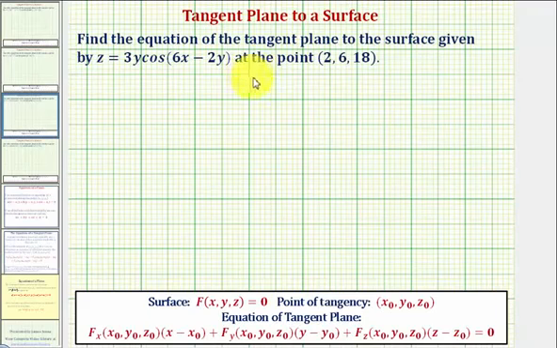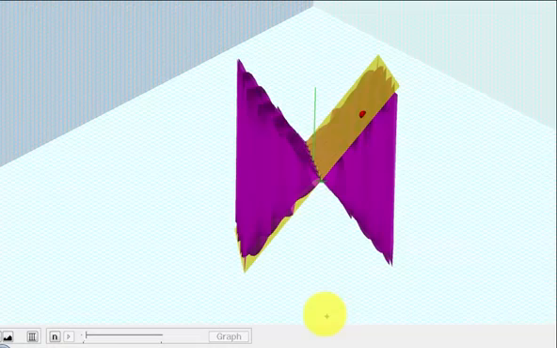We want to find the equation of the tangent plane to the surface given by z at the point (2, 6, 18). Let's first look at this graphically. Our surface is graphed here in purple. This red point is the point of tangency, and this yellow plane is the tangent plane. So our goal here is to find the equation of this yellow tangent plane to the surface at this red point.